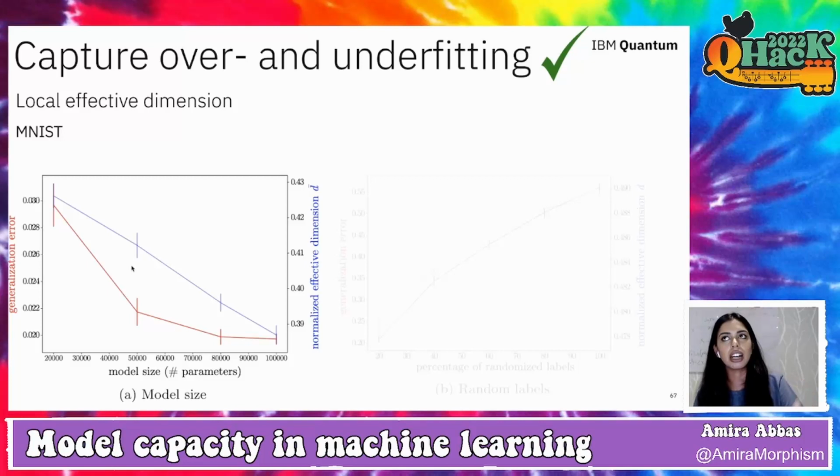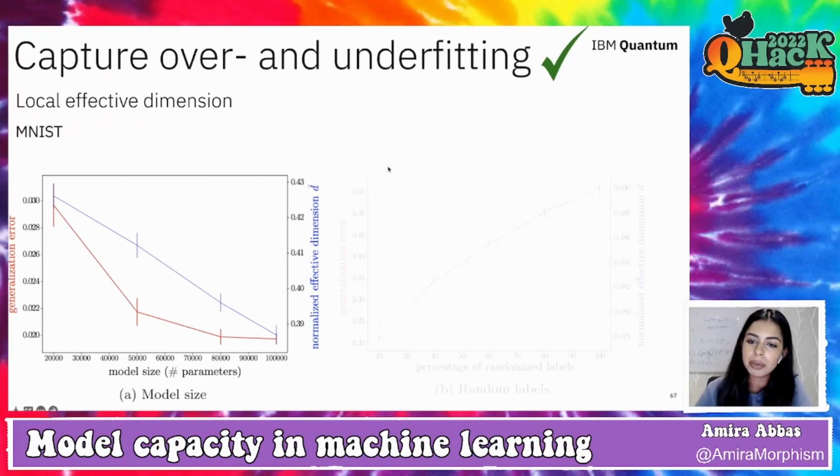So the effective dimension kind of goes down, and this makes sense because the local effective dimension is capturing the redundancy that exists in your model. Now, if you're making your model larger and larger, not all those parameters are going to be active, right? So if you look at the percentage of the active parameters in your model as you make it larger, it makes sense that that percentage starts to decline.